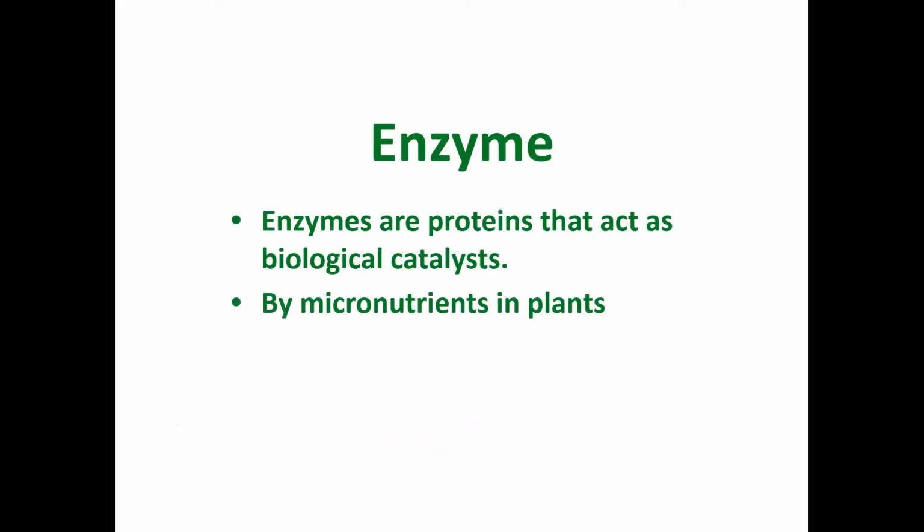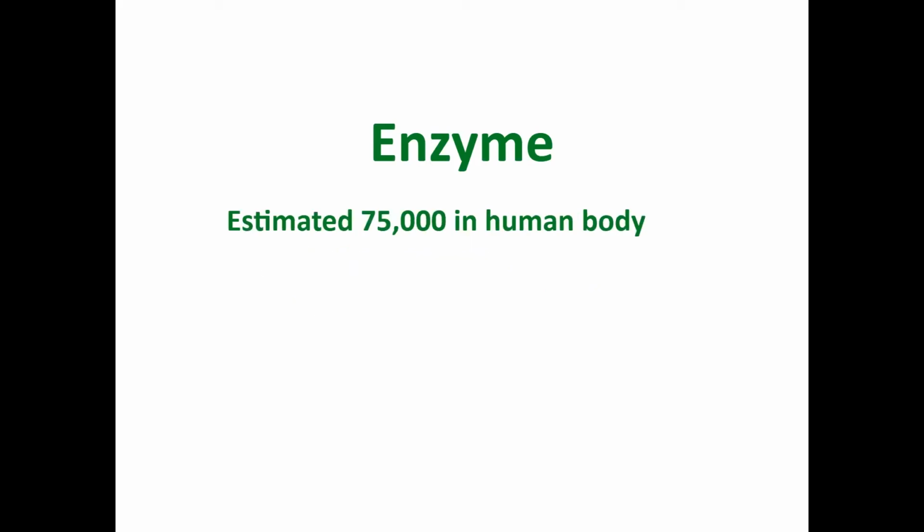Many of the micronutrients and possibly trace minerals are used as enzymes. Enzymes are proteins that act as biological catalysts, and these are made by micronutrients in plants. I couldn't find out how many enzymes there are in plants. They probably have many, but I did find an estimate that humans have 75,000 enzymes in our body, and they are used to drive many, many processes.